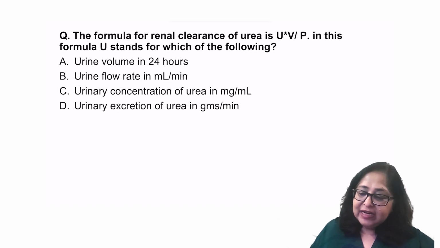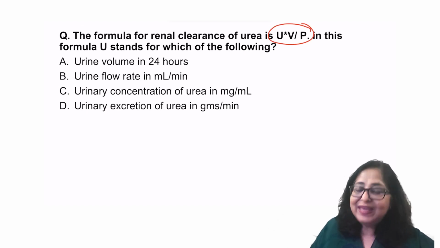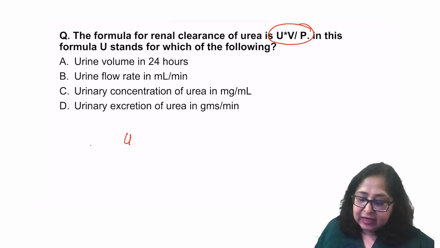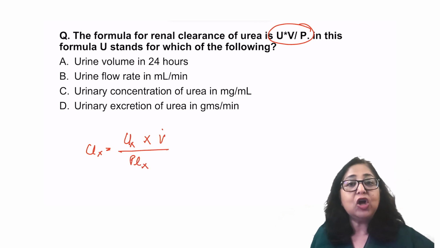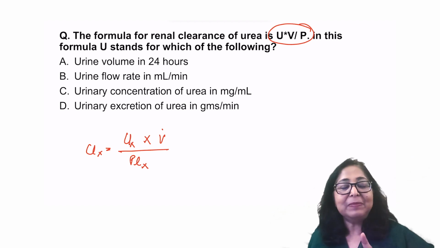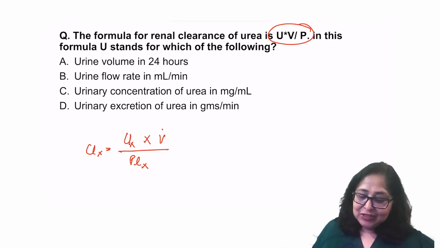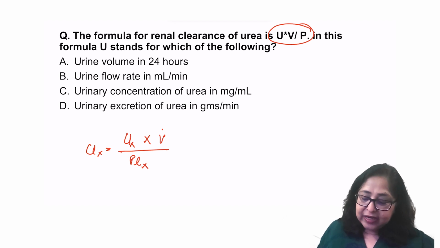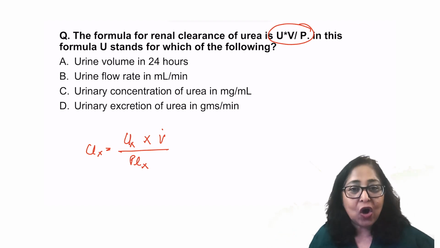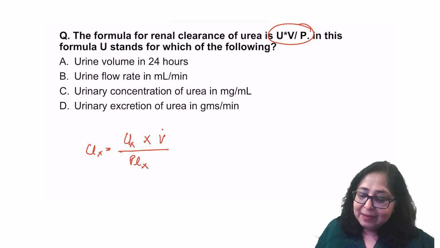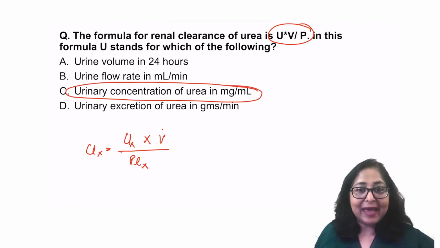The formula for renal clearance of urea is UV by P. Clearance of any substance X is urinary concentration of X into rate of urine flow divided by plasma concentration of X. You have to keep in mind concentration is per unit volume. Rate is per unit time. So clearance of urea, U would stand for a urinary concentration of urea in milligram per ml.